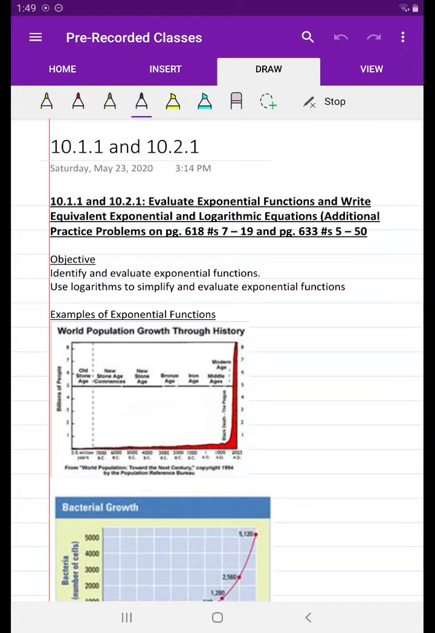Algebra 2. This is 10.1.1 and 10.2.1. This is the beginning of chapter 10, which is all about exponential and logarithmic functions. So in this chapter, this is probably the first thing that we're going to be doing that you have never seen any piece of before in Algebra 1 or pre-algebra.